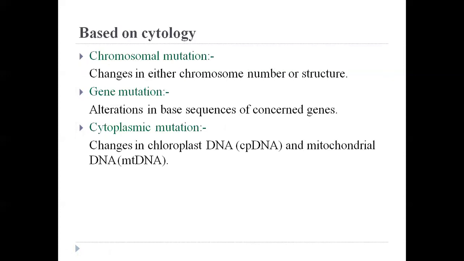Based on the cytology, meaning karyotype. Karyotype and cytology are nothing but the study of the chromosomes. In case of humans, 2n equals 46, where 44 chromosomes are autosomes and 2, X and Y, are the sex chromosomes.